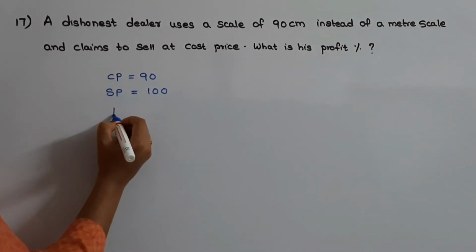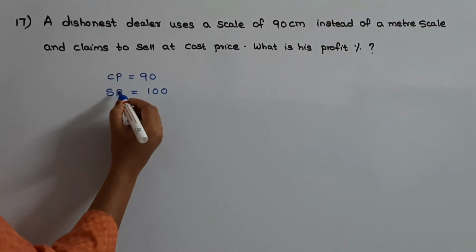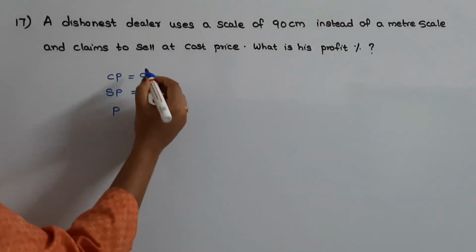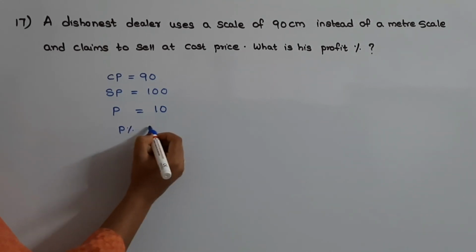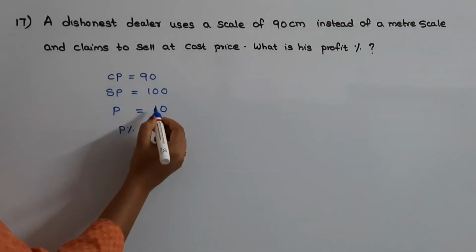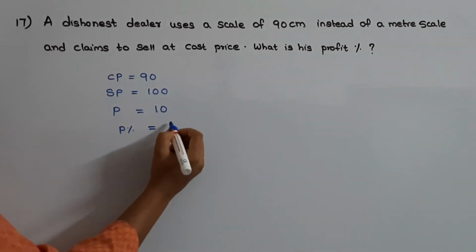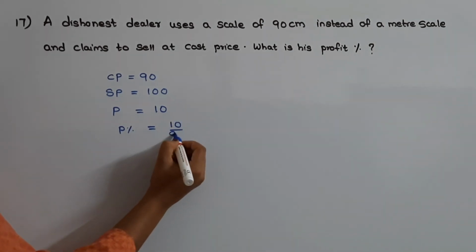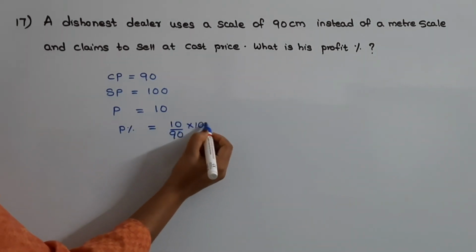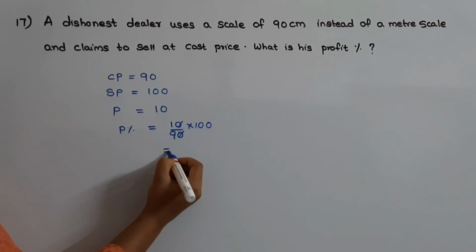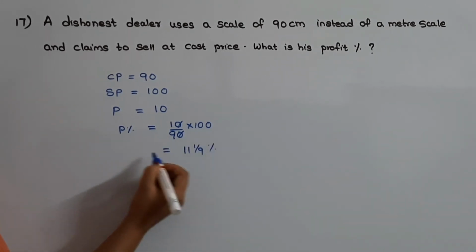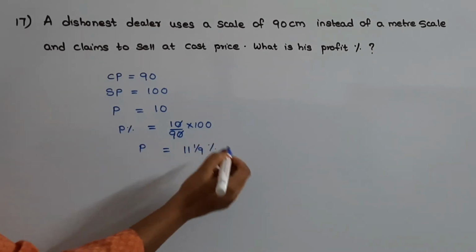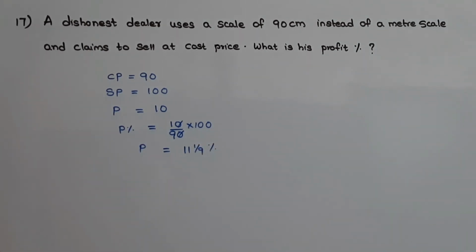So what will be the profit? Profit is equal to selling price minus cost price, that is 100 minus 90, that is equal to 10. Then what will be the profit percentage? Profit percentage is equal to profit by cost price into 100, that is 10 by 90 into 100. On solving this, you will get the answer as 11 1/9 percent. So the profit is 11 1/9 percent. So this is the answer.